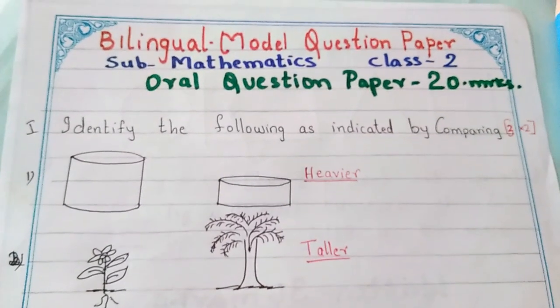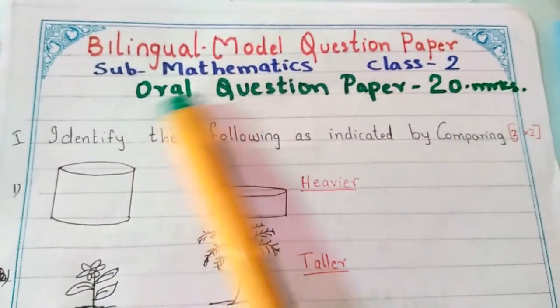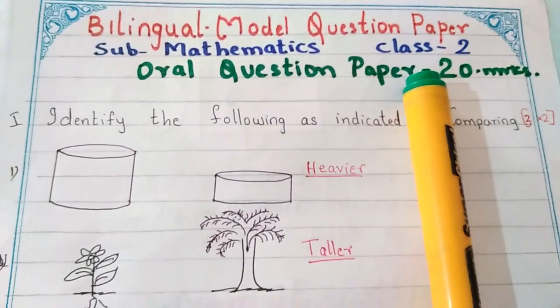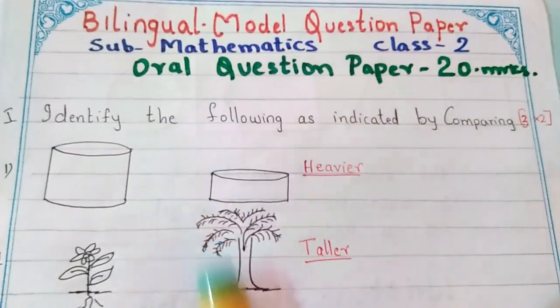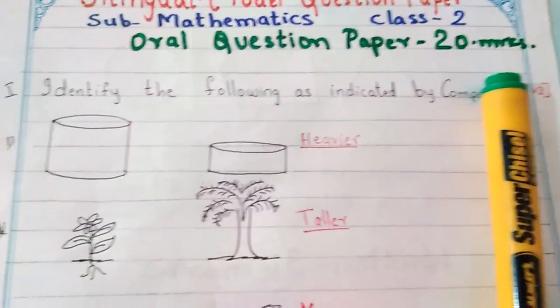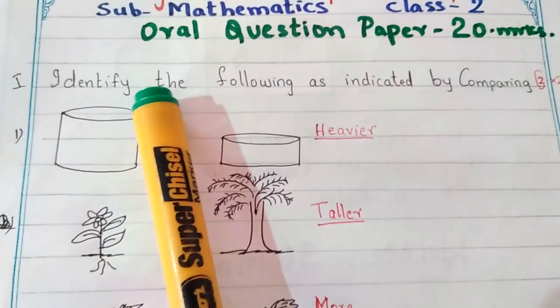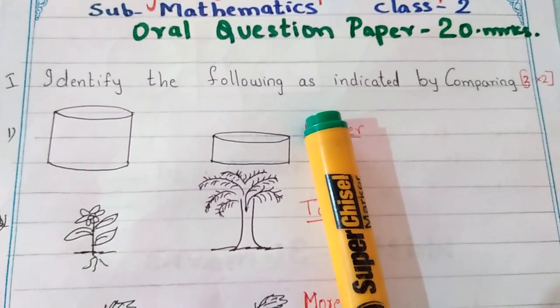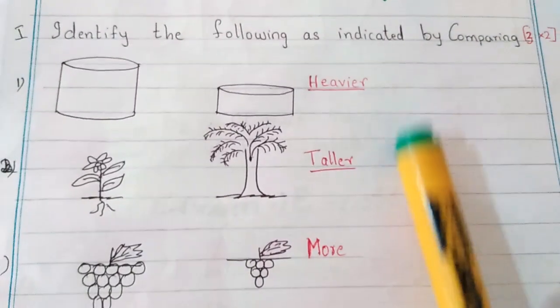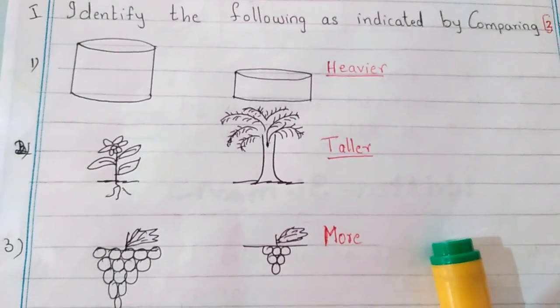Let's see the question paper now. It's a bilingual model question paper. Subject Maths, class 2. So first we are going to discuss the oral question paper for 20 marks. First one is identify the following as indicated by comparing. So you can find pictures here.